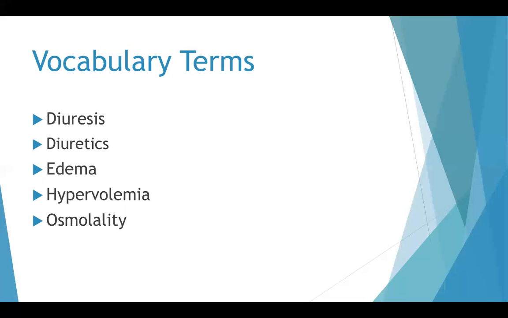Diuretics. A diuretic is a drug or substance that causes diuresis. Diuretic drugs are used to decrease the body's fluid volume when it cannot regulate effectively.